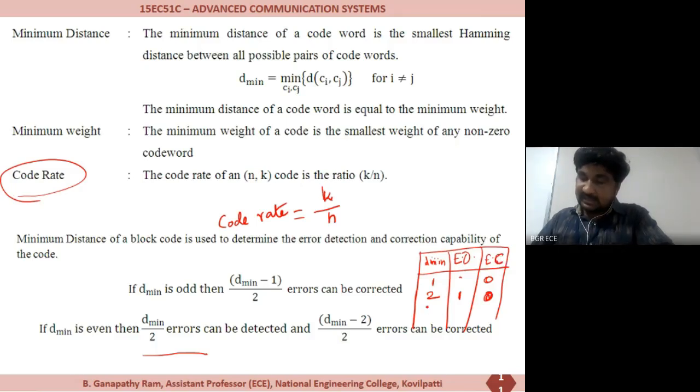And if dmin is equal to 3, then it is an odd number, so 1 bit of error can be corrected. If it is 4, then 2 erroneous bits can be detected, and 1 bit can be corrected. So this is the way to determine the possibilities of error detection and error correction capability of a particular channel code.